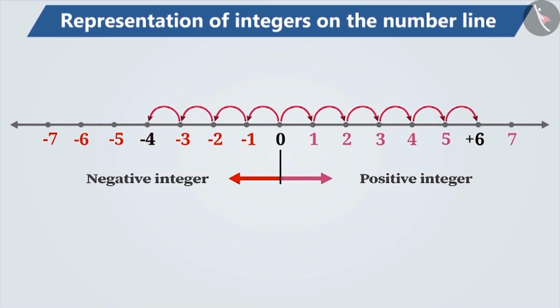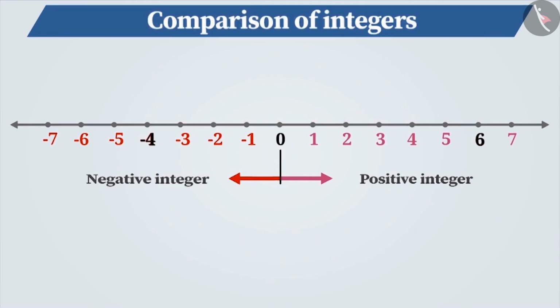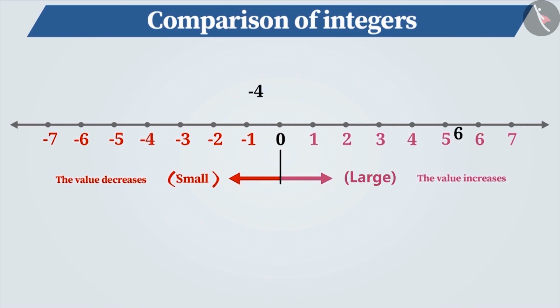Expressing integers on the number line makes it easier to compare them. Can you tell me how to compare integers on a number line? Think about it. In a number line, the value of the number increases as we move towards the right and decreases towards the left. That is, the number on your left side is always smaller and the number on your right side is always larger. Therefore, we can say that -4 is smaller than 6.